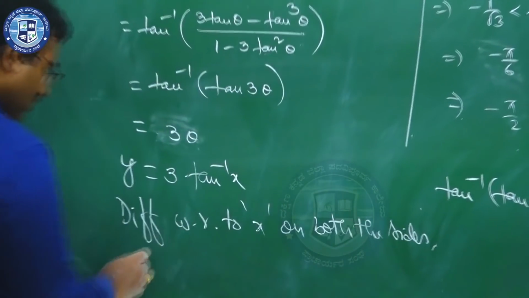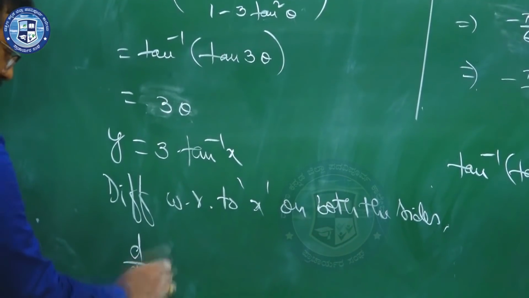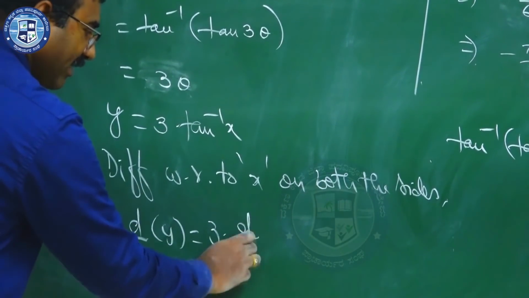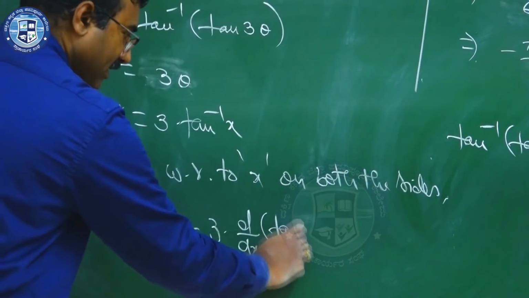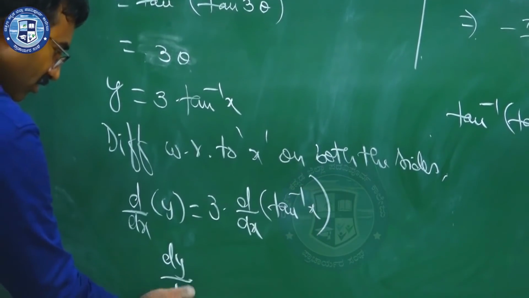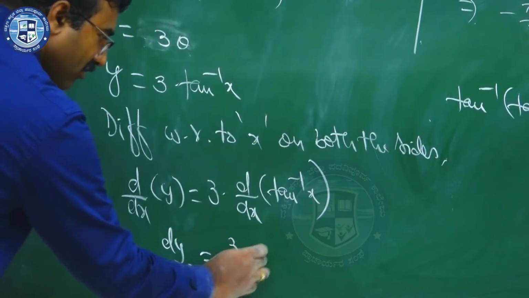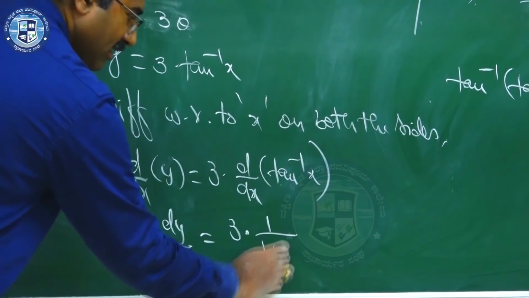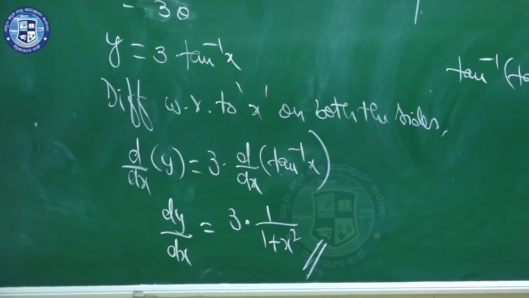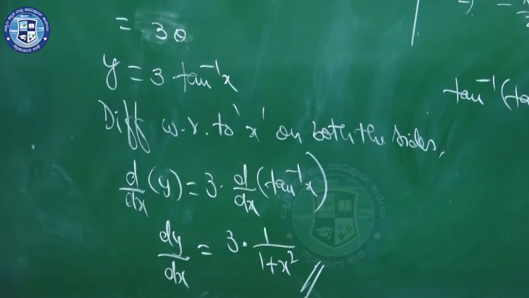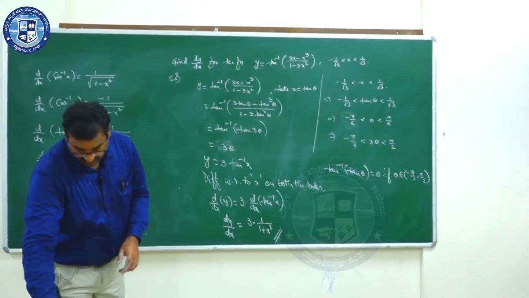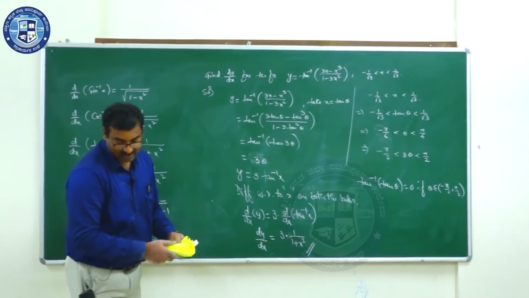Now what happens? d by dx of y, since 3 is a constant, is 3 into d by dx of tan inverse x. So you are getting dy by dx is equal to 3 into d by dx of tan inverse x, which is 1 by 1 plus x square. This is the answer for that: 3 by 1 plus x square. Okay, so we'll do one more problem based on this.